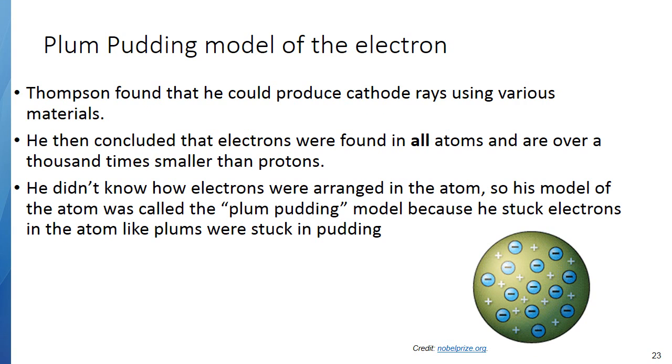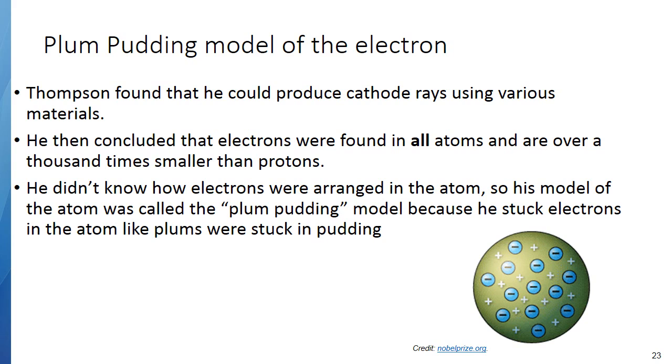The thing that Thomson found interesting is that the same ray of particles was present no matter what element he used. And so he concluded the electrons were found in all atoms. He also concluded that they were over 1,000 times smaller than the proton in mass.